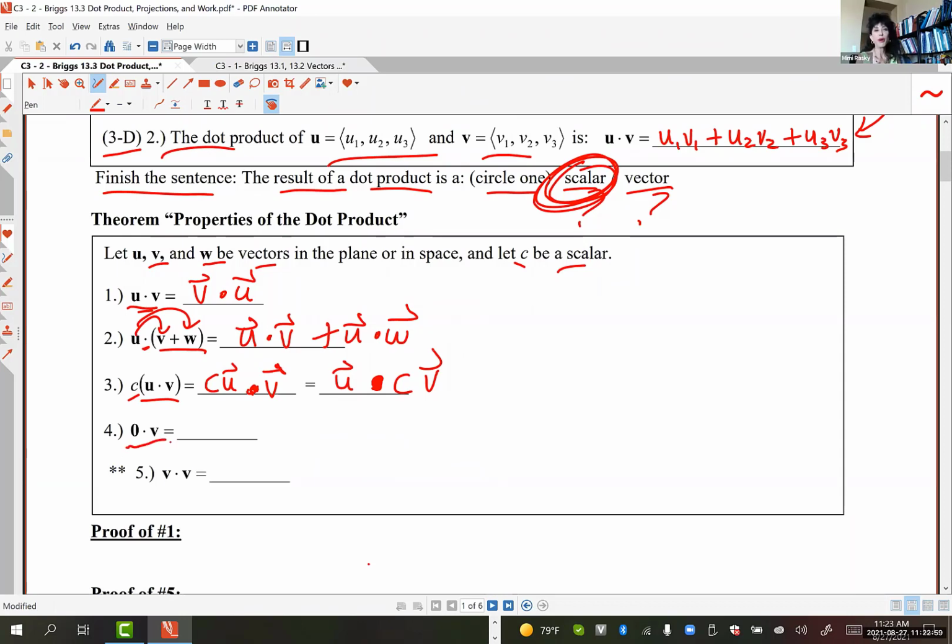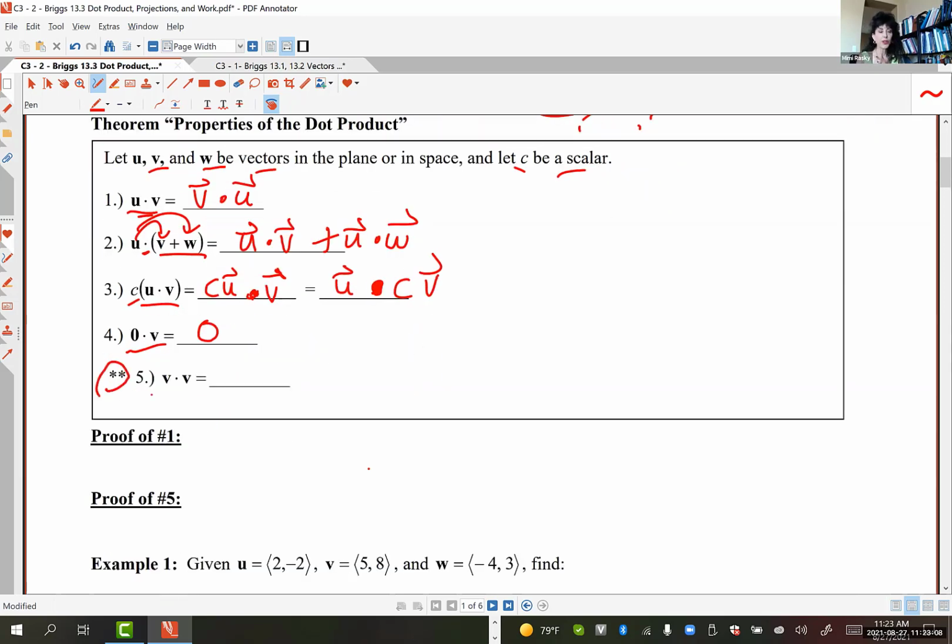If you take a dot product of any vector with the zero vector, it's what you'd expect. You'll get 0. I put a couple stars next to the last guy because he is interesting, and this will come up later. If you take the dot product of a vector with itself, it'll give you the same answer as its magnitude squared. Interesting.